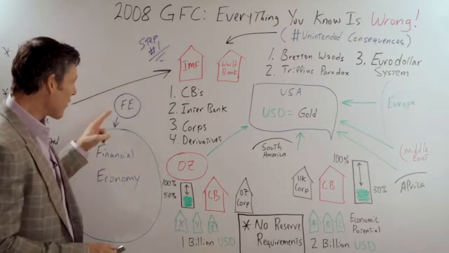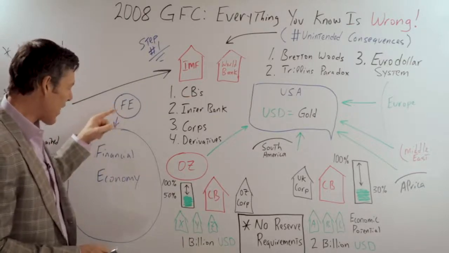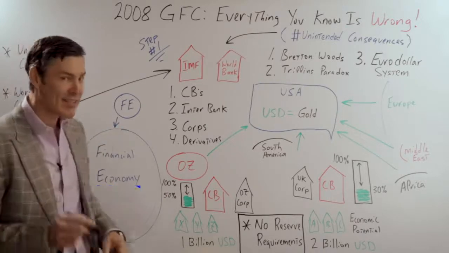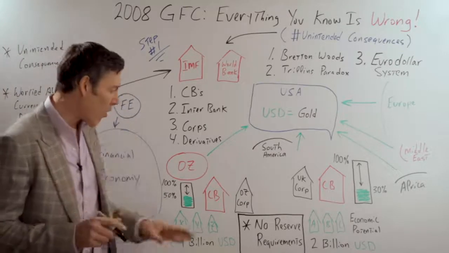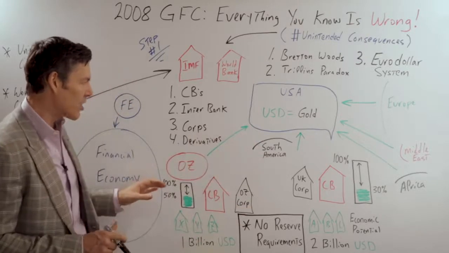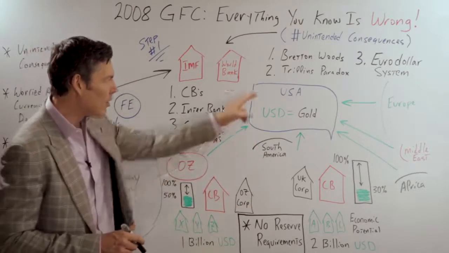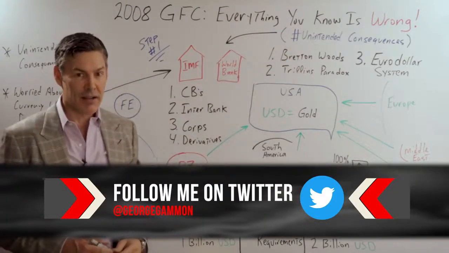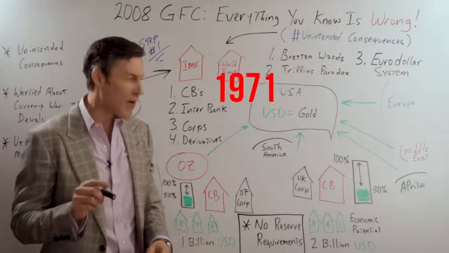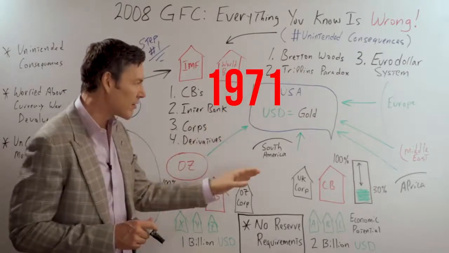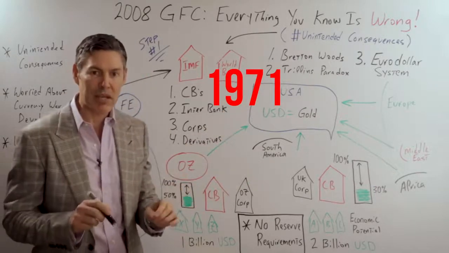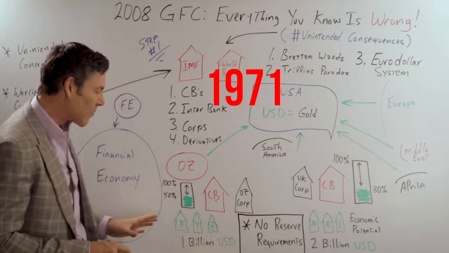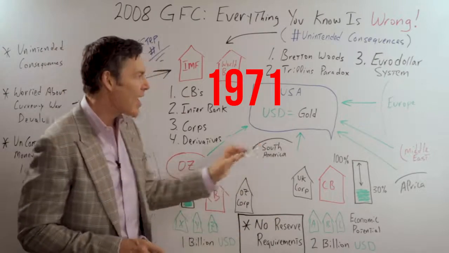You can see how the financial economy goes from this size to this size, which it was in 2007, and it's even bigger today. All of these financial shenanigans go right back to Bretton Woods. Hashtag unintended consequences. Then in 1971, this system breaks and we don't skip a beat. Why was that?